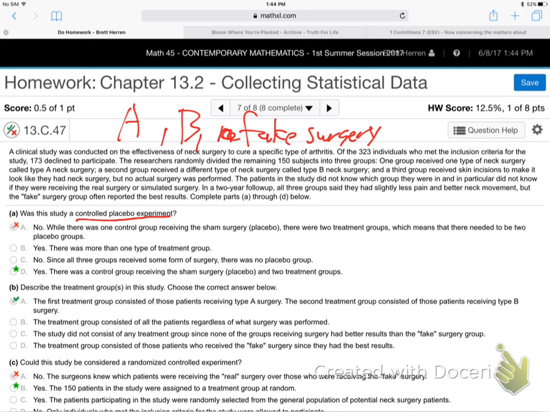I mean, it's a bummer if you're one of the ones who got the no surgery. But still, it's good for everybody else afterwards, they know whether this surgery is really doing something or not. So they don't cut open 1,000 more people for nothing, right? We got to get at truth at some point, right? Good there? Whoops. Next question.